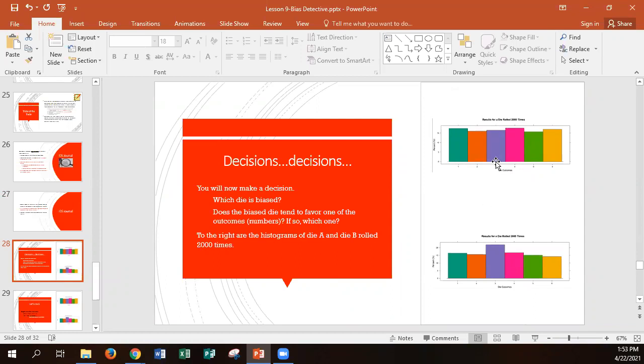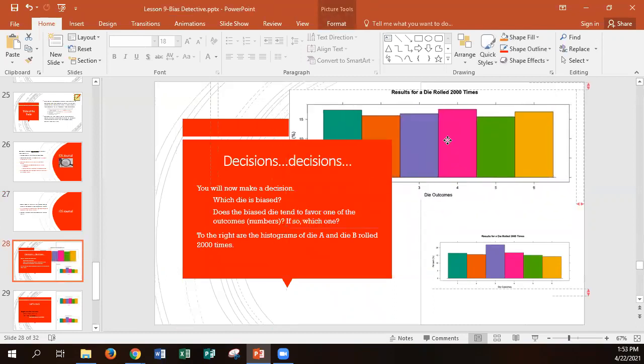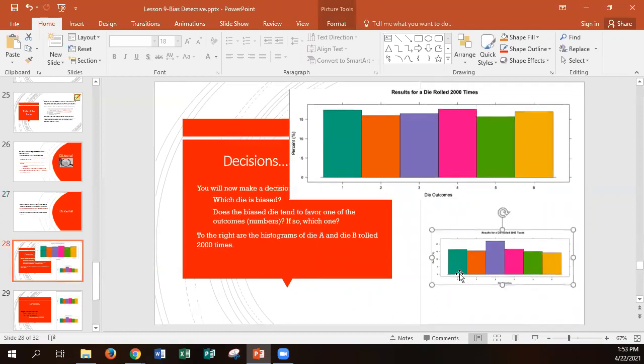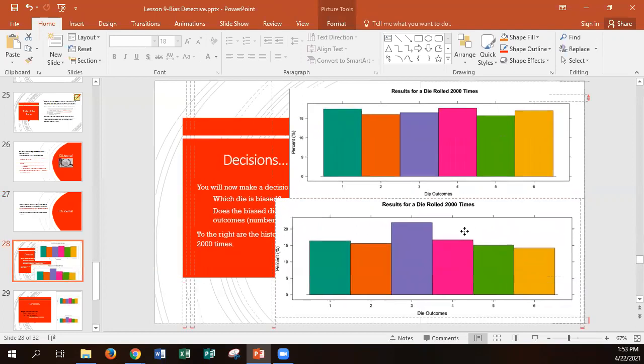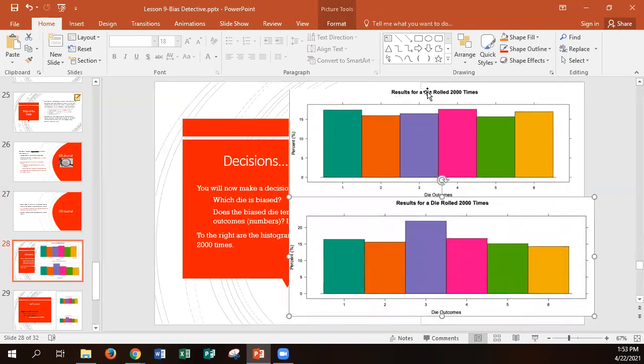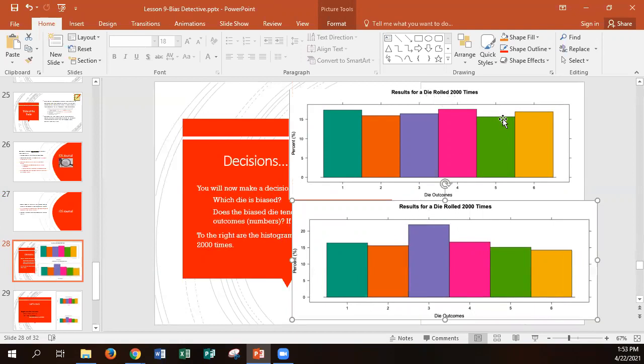So on the right side here of our histogram, of our PowerPoint, we are seeing 2 histograms, and I'm going to make these bigger here so we can see them slightly larger, okay? So notice this is the results for a rolled die 2,000 times, and then results of a rolled die for 2,000 times. So they're different die, right? I've rolled them twice, okay? So when we take a look at these rolled die, which one do you think has the bias? Which one do you guys think at home? Which one of these 2 do you think has the bias?